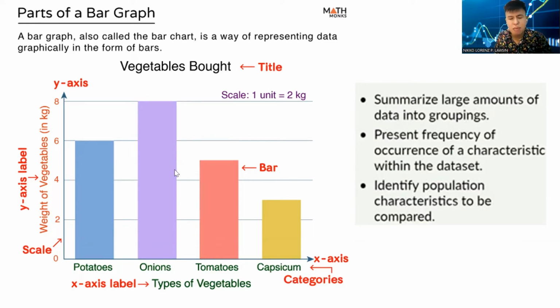If you examine it, you can easily see the trend that onion is one of the most purchased vegetables, followed by potatoes, tomatoes, and then capsicum. So by easily looking at the graph, you can see the trend or the pattern of data.